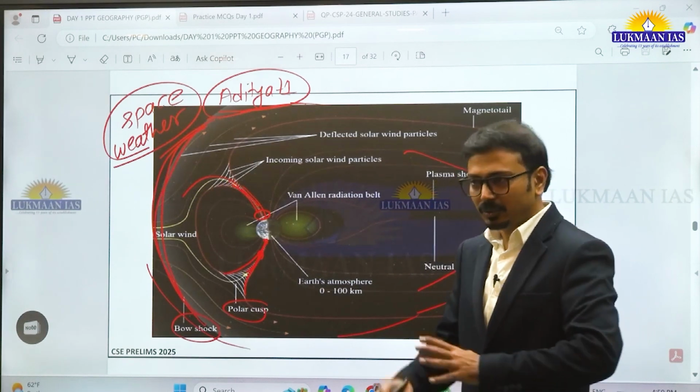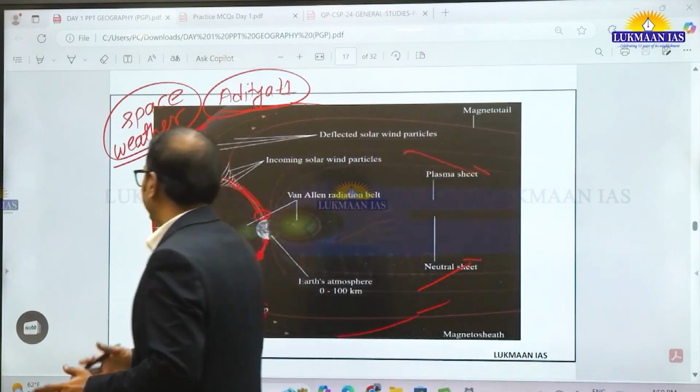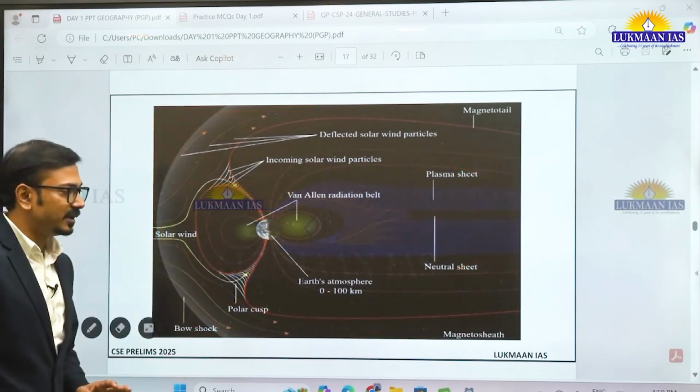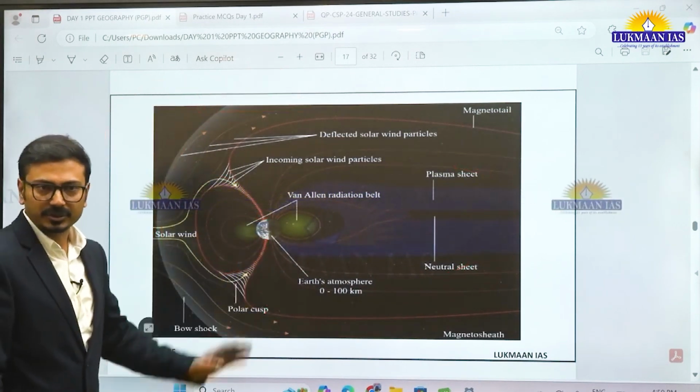ठीक है, ताकि कोई लॉस ना हो जाए, एक्सीडेंट ना हो जाए. So these are the impacts. Already UPSC has asked a question on this. ठीक है, तो ज़्यादा कोई ये नहीं है.